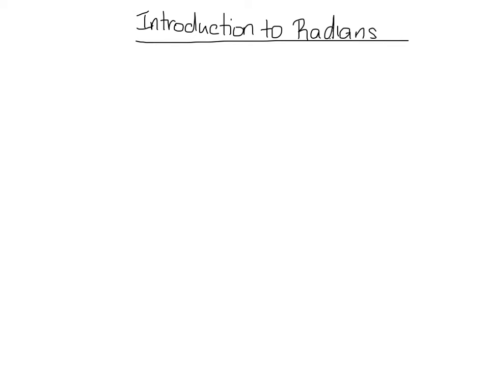In this video, I'd like to introduce you to radians. Radians is just an alternative way to measure angles, and when you're used to it, it's actually a little bit easier than working with degrees. So what you need to know is that pi radians is the same thing as 180 degrees. And if you know that, then you'll be able to convert back and forth.